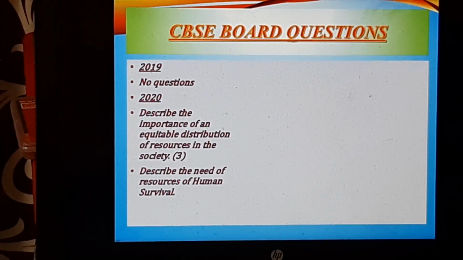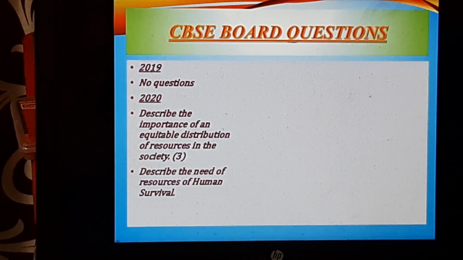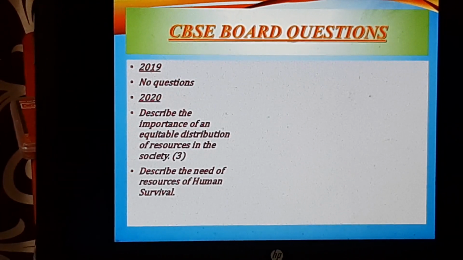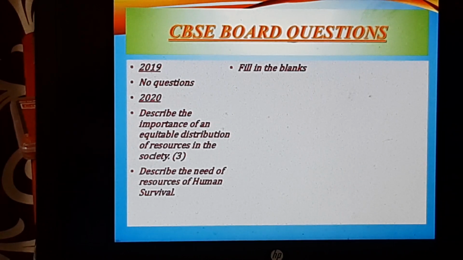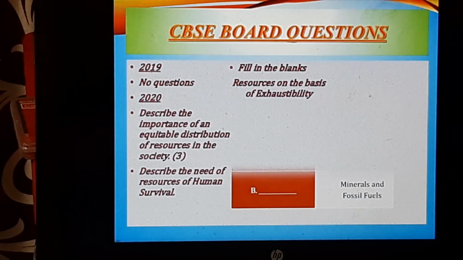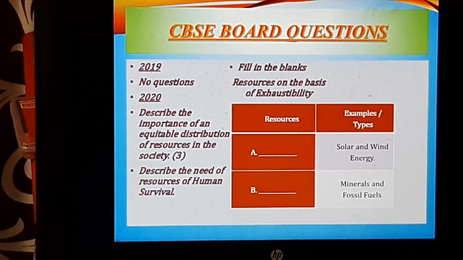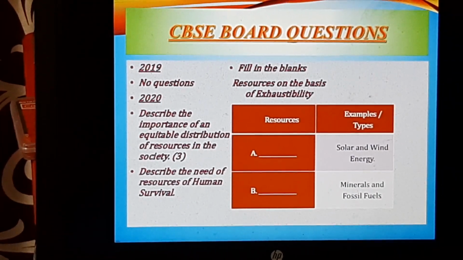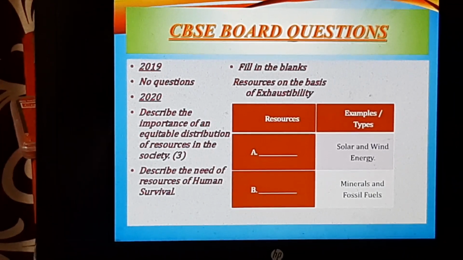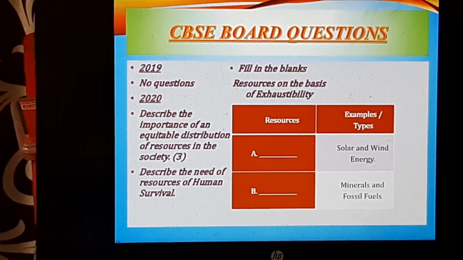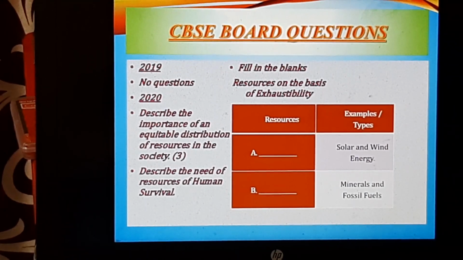The next question is also of 3 marks. Describe the need of resources for human society, why it is needed. And a 1 mark question was there in the form of fill in the blanks. Solar and wind energy, what type of resource is it? Mineral and fossil fuels, what type of resources are these? So this is related to your CBSE board question.